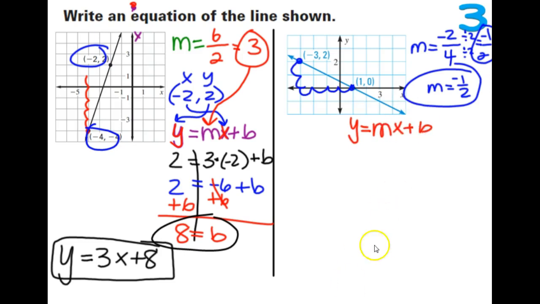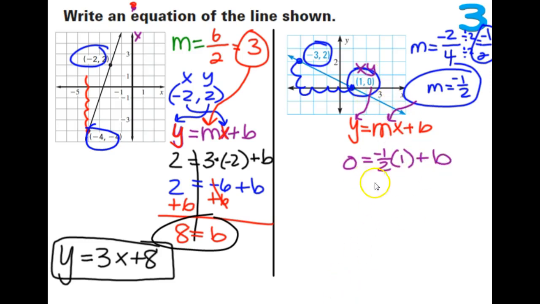And, you know, this point looks a lot easier to plug in because there's a 0. You could use this point, you'll get the same answer, just harder numbers to deal with. So this is x and this is y. So y is 0, we're going to plug that in there. m is -1/2 times x, which is 1, and then plus b. So if I multiply this, -1/2 times 1 is still -1/2.